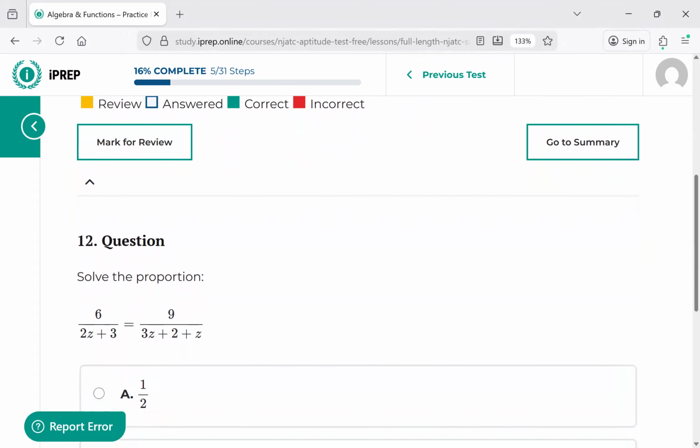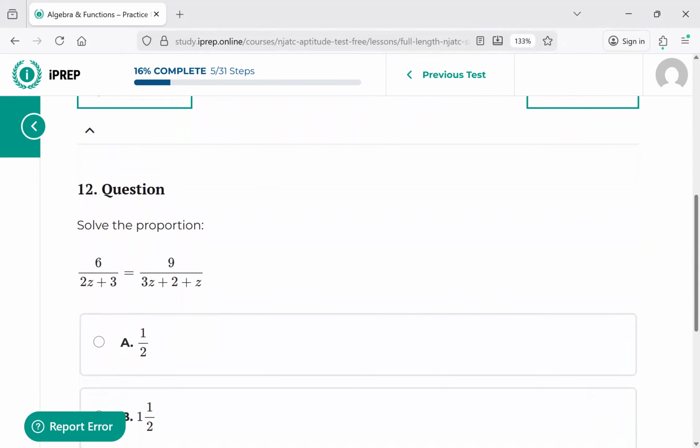Okay, this one: solve the proportion. This is question 12. As you can see, we have to solve for Z. That's what they really want. We have two sides, the left side and the right side, so you can cross multiply if you only have two sides. But before I cross multiply, what I'm going to do first is simplify the denominator.